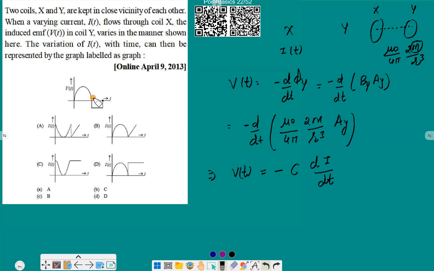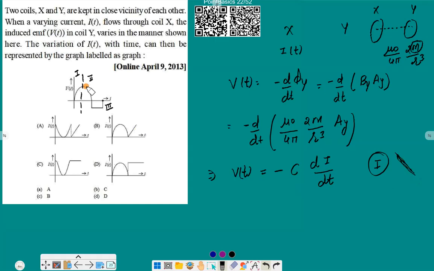Now come to this graph. We can divide this graph into three parts. This is region 1, this is region 2, and this is region 3. In the first region, we can say our potential is increasing and positive. Induced EMF is positive and increasing. What does it mean? That di by dt should be negative here. So the rate of change of current should be negative. Or we can say in region 1, our current should be decreasing.